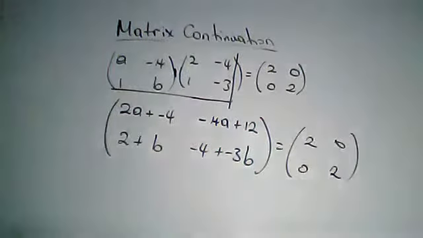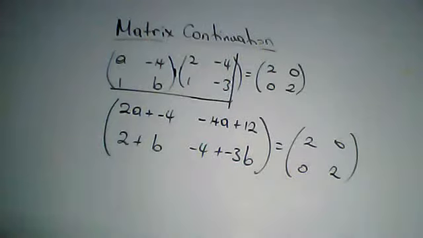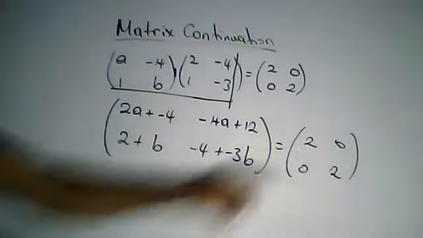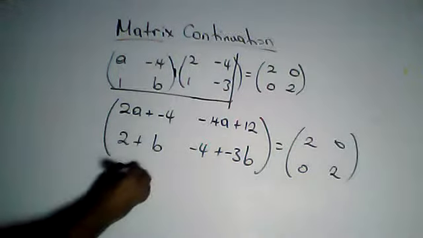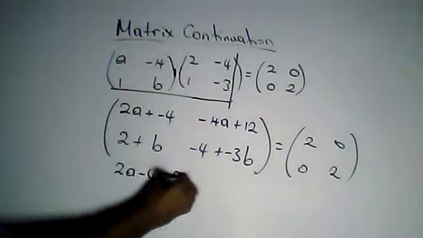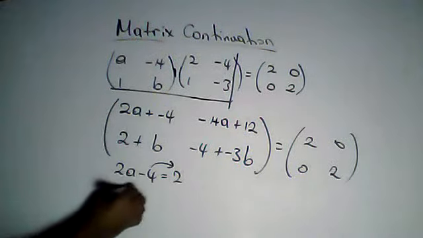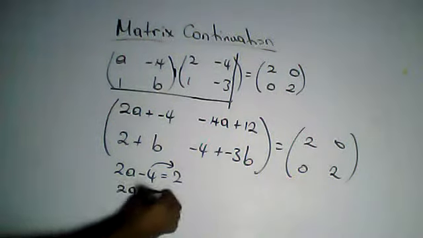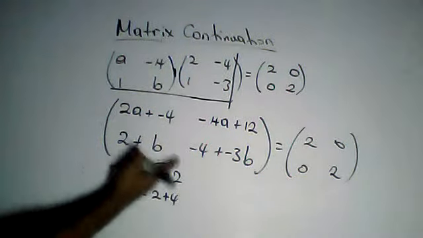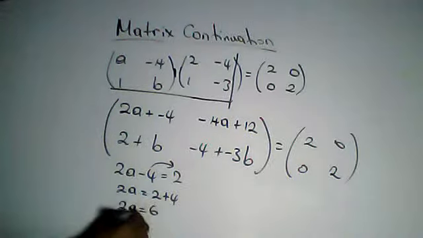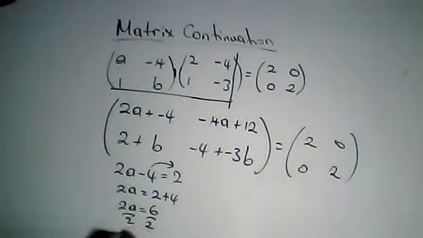2002. Now, just like with equality of matrices, that's what we're doing. So we're going to let 2A minus 4 equal 2. So we're going to solve for A. I'm going to collect like terms. So I'm going to have 2A equals 2 plus 4. Remember, it's negative on this side, when it goes over it turns positive. So I'm going to have 2A equal to 6. Divide both sides by 2. A is equal to 3.